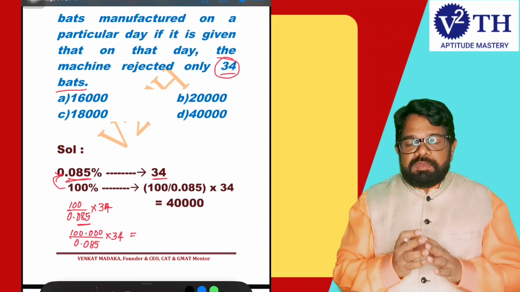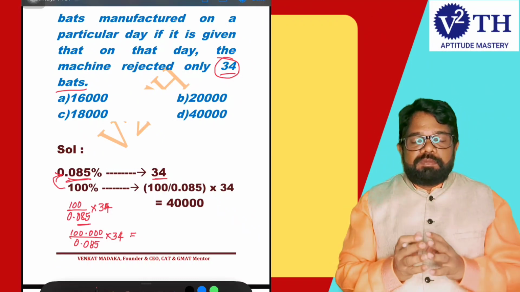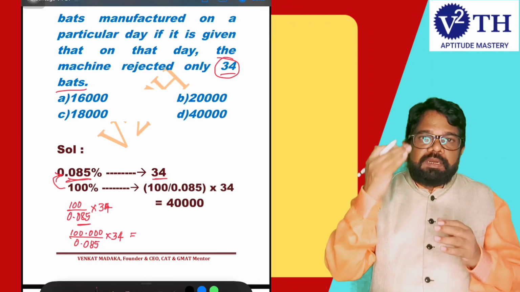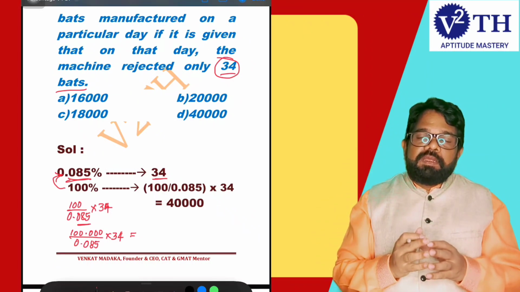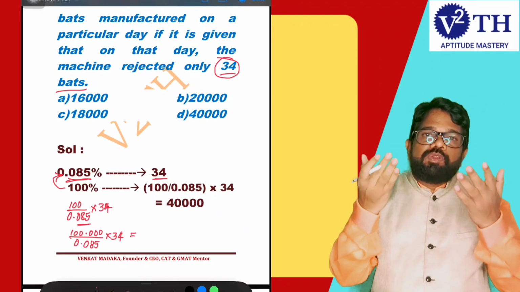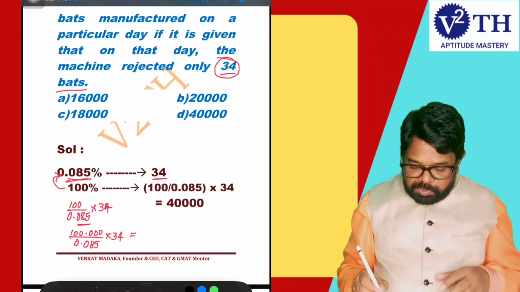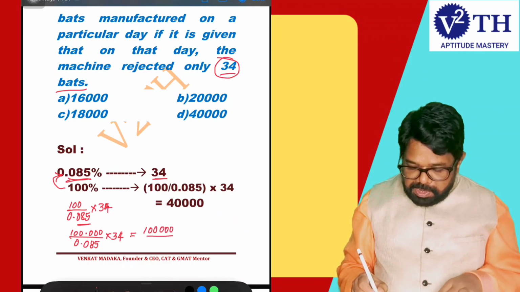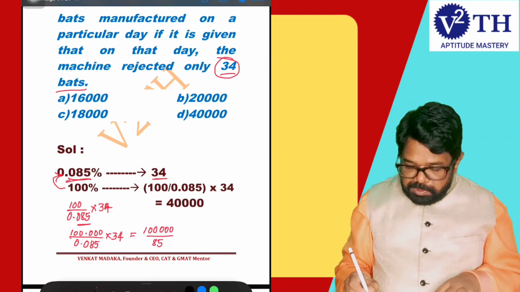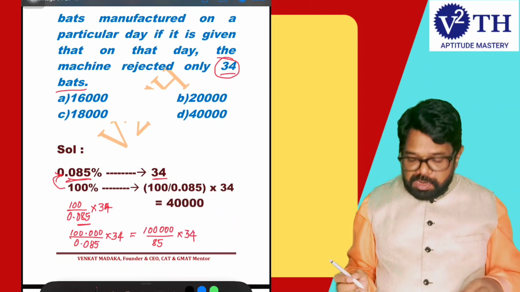Now remove the decimal. That is the strategy to remove the decimal. In the numerator and denominator, if an equal number of digits are there after the decimal, then only you can remove the decimal. If you remove the decimal in the numerator, what do you get? 100, again 3 zeros, by here 85. 085 means 85 into 34. Now cancel this value, get the answer.